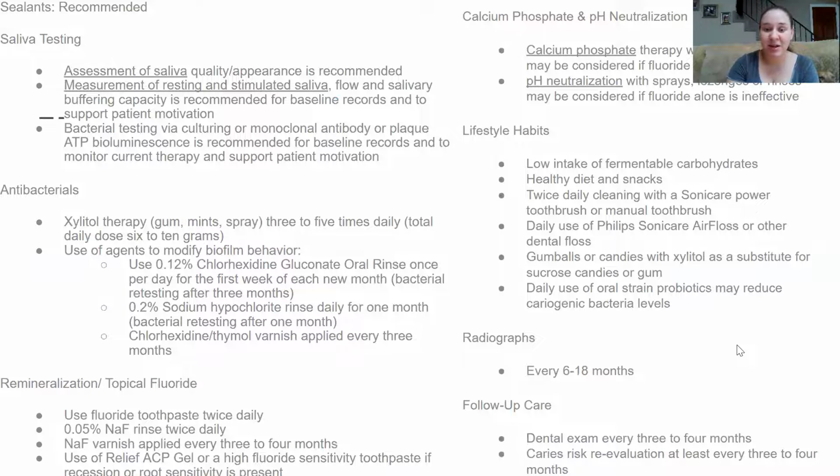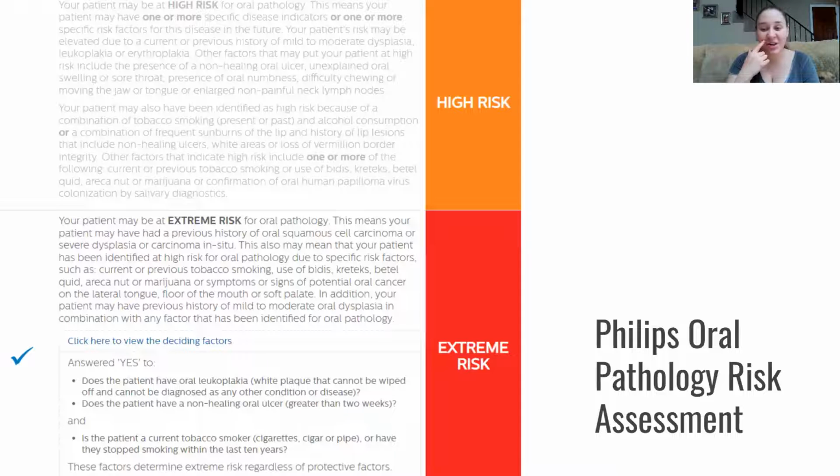And these are some of the recommendations. A lot of these recommendations we were actually able to complete within our treatment plan. And yeah, I feel confident that both their periodontal risk factors and their caries risk factors are lower now. What hasn't changed, I believe, is their oral pathology risk assessment. They are an extreme risk, especially for oral cancer, due to their heavy tobacco use.